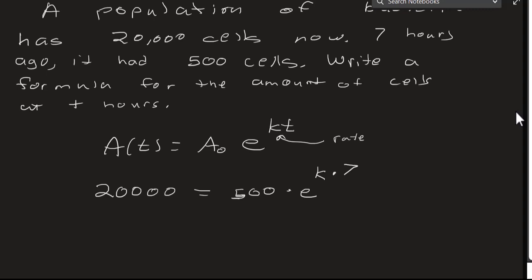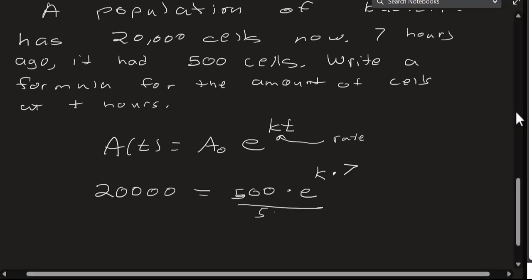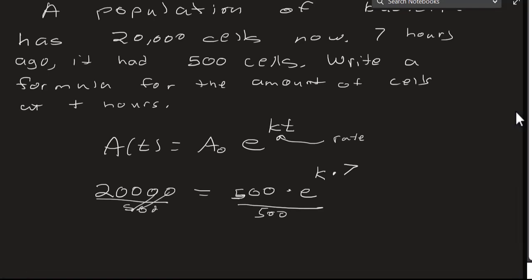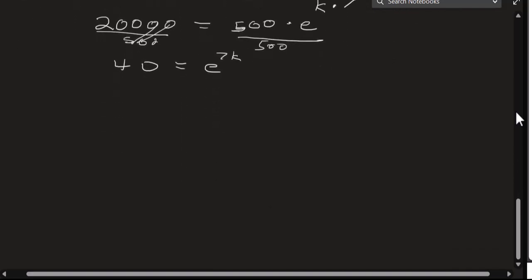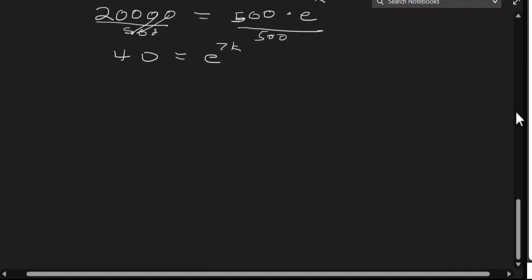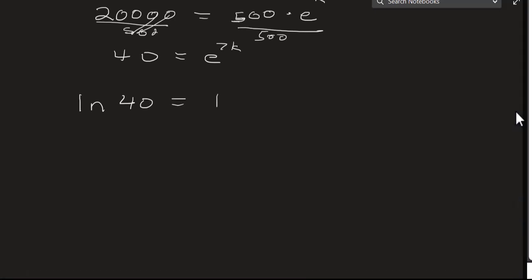So to solve this, we divide both sides by 500, and we get 40 equals e to the 7k. And then to solve this, and we'll see this in the next section, you take the natural log of both sides. So the natural log of 40 equals the natural log of e to the 7k.